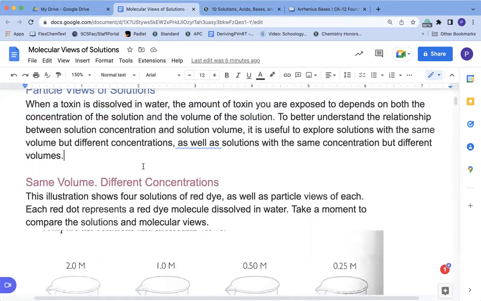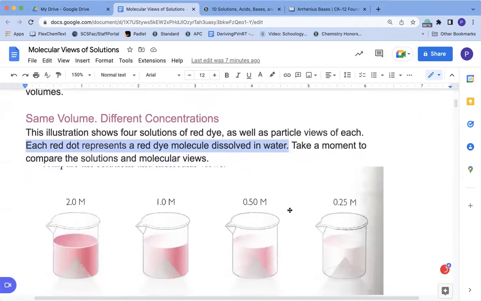in a given solution. Okay, so now we're going to talk here about the same volume at different concentrations. Our author now shifts to a red dye, and dots are going to be proportionate to the number of molecules of red dye that are present. Each dot is representing a molecule, or is proportionate to the number of molecules, is a better way to say that. And so we're going to look at the molecular views of four solutions.